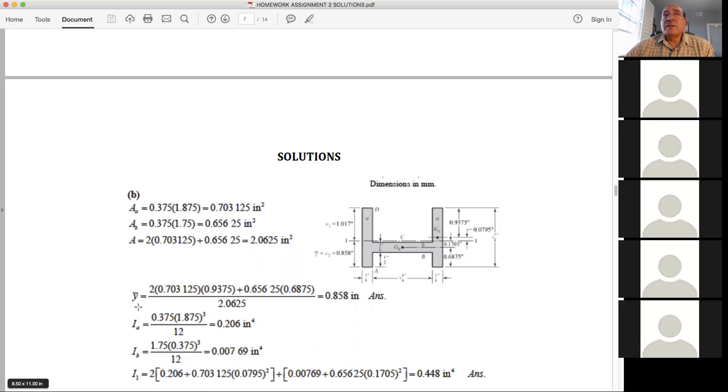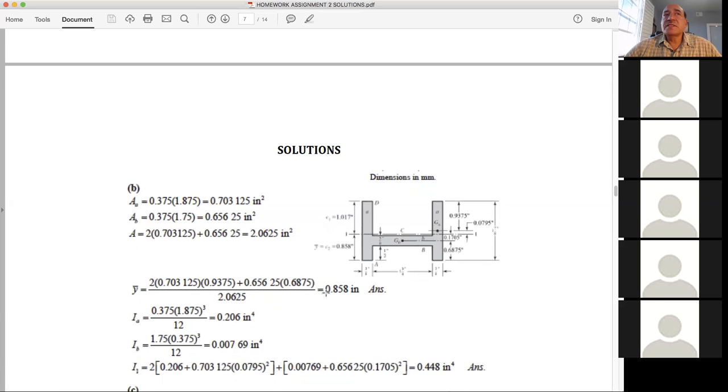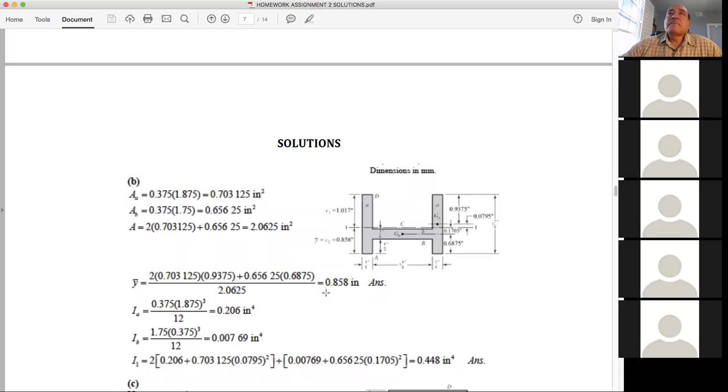And we find the Y bar, which is the CG in the Y direction, by knowing the Y bar for A. So we have 2 times the area times Y bar, plus the Y bar for the section B, and divided by the total area. So that's kind of where we find the center. Once we found the location of the center, then we need to find the second moment of area about that center.